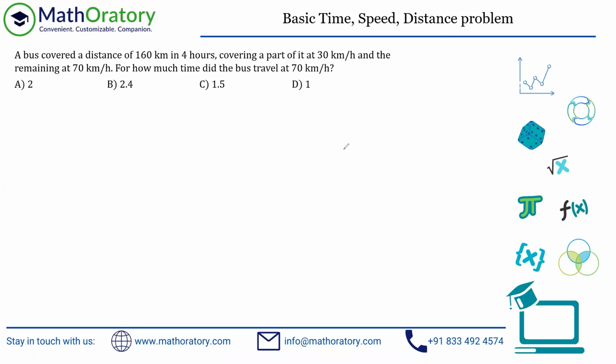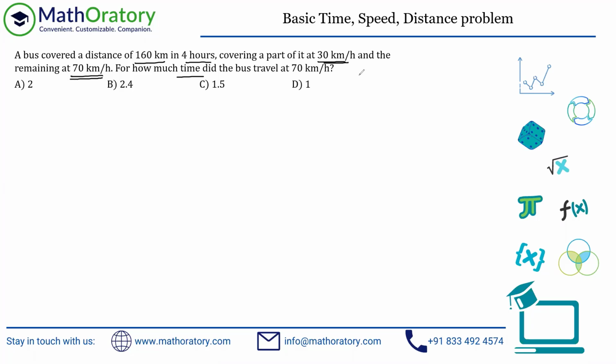Well, this is a problem which I can discuss in a lot of different ways. Let me show two smart ways to figure this out. The question says a bus covered a distance of 160 kilometers in 4 hours, covering a part of it at 30 kilometers per hour and the remaining at 70 kilometers per hour. For how much time did the bus travel at 70 kilometers per hour?